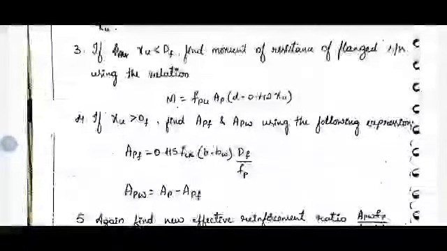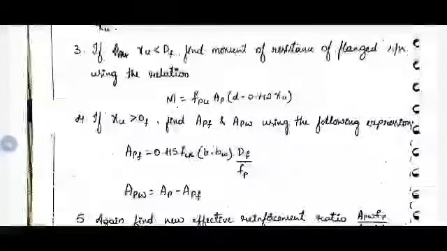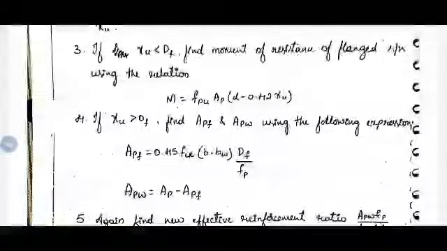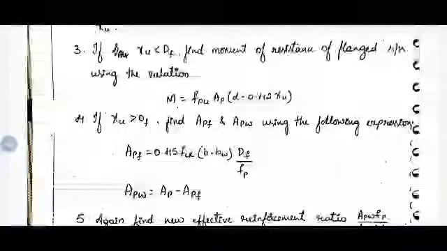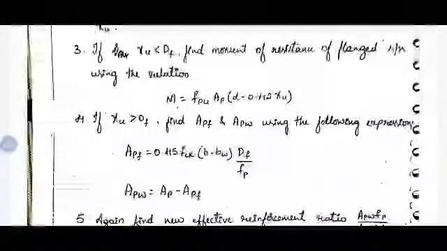in the web, then the area of steel in the flanged section and the area of steel in the web section, those we need to find out. First we need to find out the area of steel in flange by using the formula 0.45 FCK into (B minus BW) into DF by FP. After that, you need to find out the area of steel in web portion.